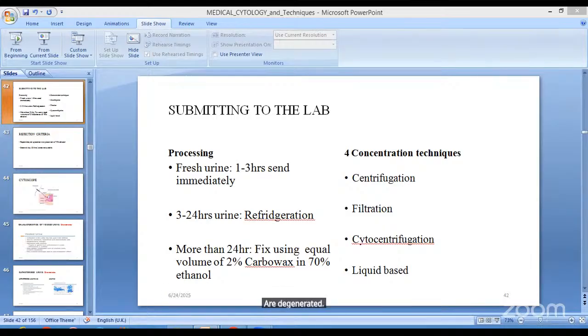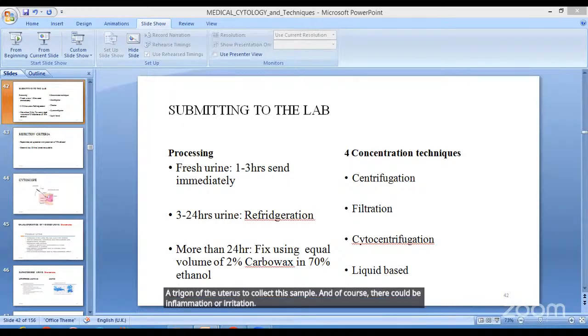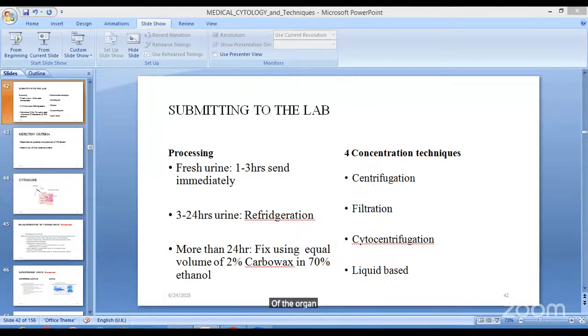Squamous cells are common. The trigone and genitalia may become contaminated in women because you have to pass the tool through the trigone to collect the sample. And of course, there could be inflammation or irritation of the organ. Non-cellular constituents such as crystals, casts, and corpora amylacea may be present in that urine.